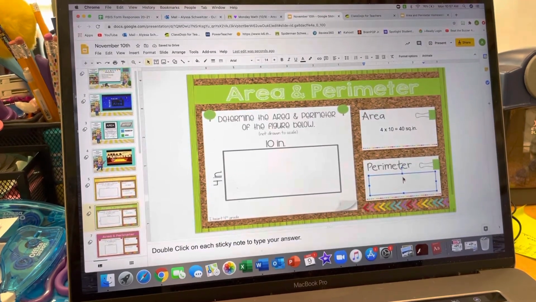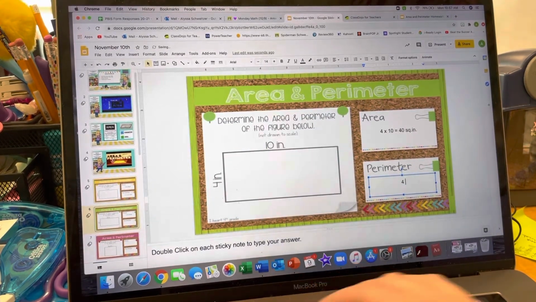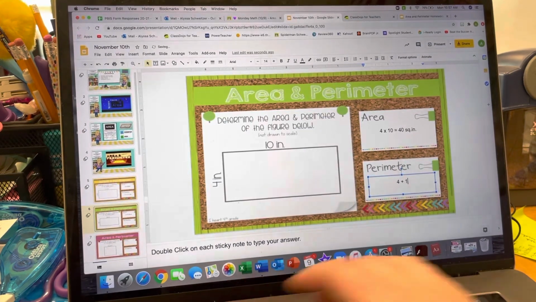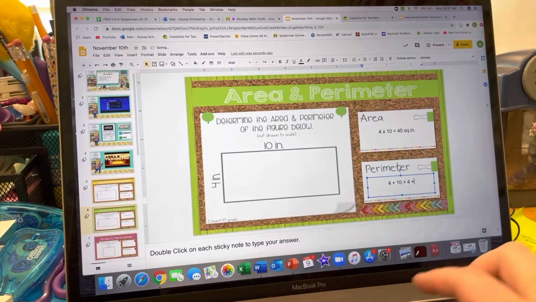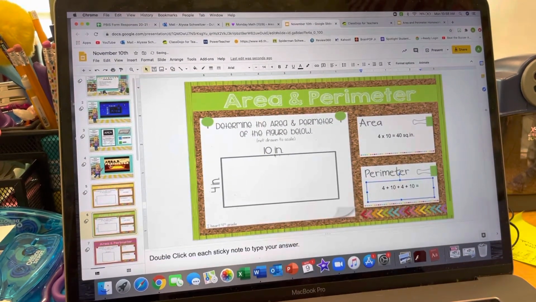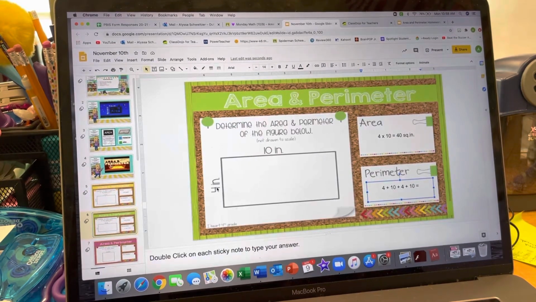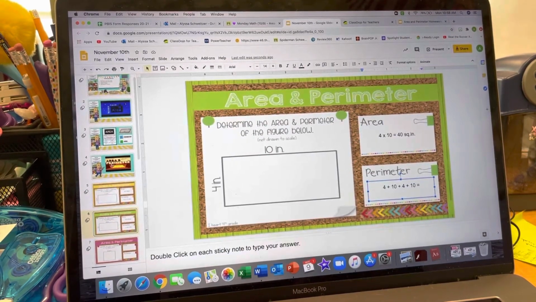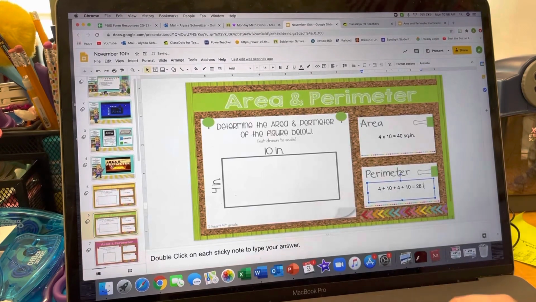Then for perimeter, we're not just adding from here to here, but we're adding the whole thing. So we're going to go 4 plus 10 plus 4 plus 10. Once again, we know that since this is 10, this is 10, and since this is 4, this is 4. So we have to add the 4 plus 10 plus 4 plus 10. 10 plus 10 is 20. 4 plus 4 is 8. So it's 28 inches.